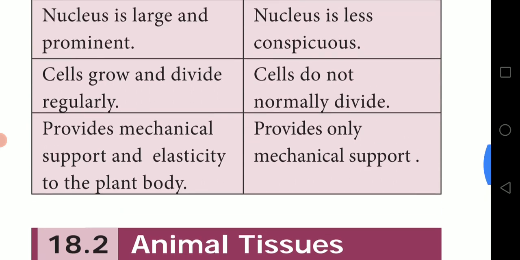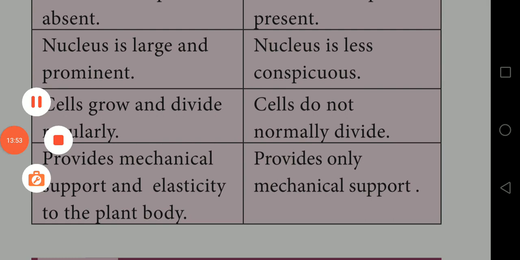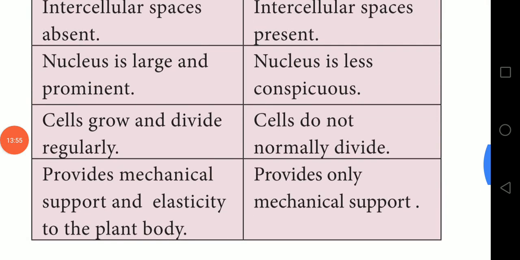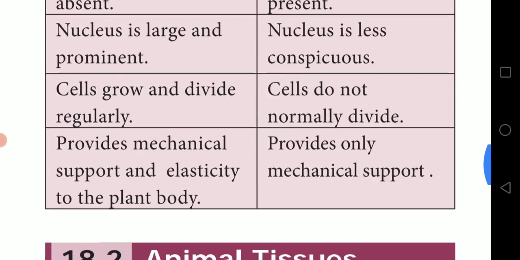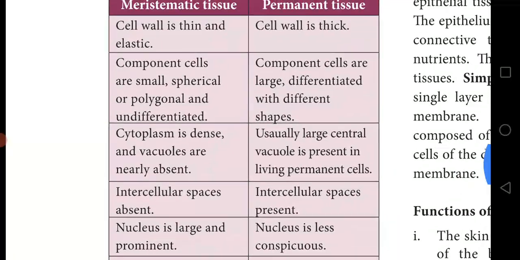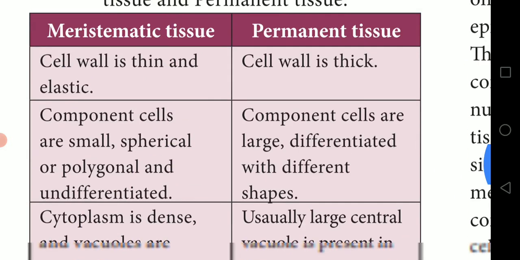Meristematic tissues provide mechanical support and elasticity to the plant body, so they provide only mechanical support, whereas permanent tissues differ. So these are the important 4 marks. You can mark it out, and you have to learn and memorize.